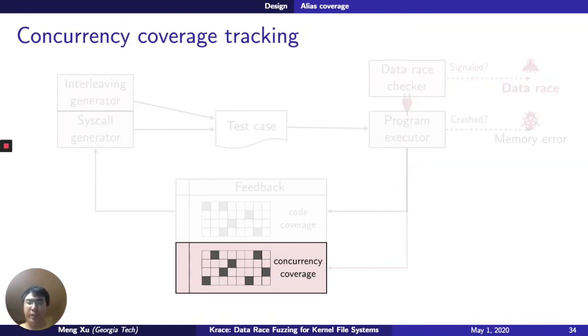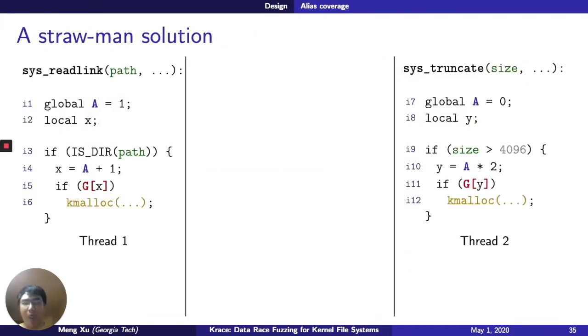Basically, like code coverage, we're going to design a bitmap where every dot in the bitmap means that we find some meaningful interaction we haven't seen before. So how do we design such a bitmap?